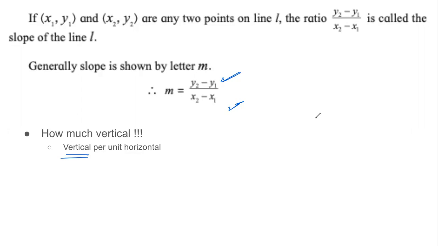And this ratio is usually denoted by alphabet, which is small m. When we say m equals to 3 for a line, or m equals to 1 for a line, or m equals to minus 1 for a line, what we mean is the slope of the line is minus 1. What we mean is if we take any 2 points on the line and calculate y2 minus y1 divided by x2 minus x1, we will get that value m.